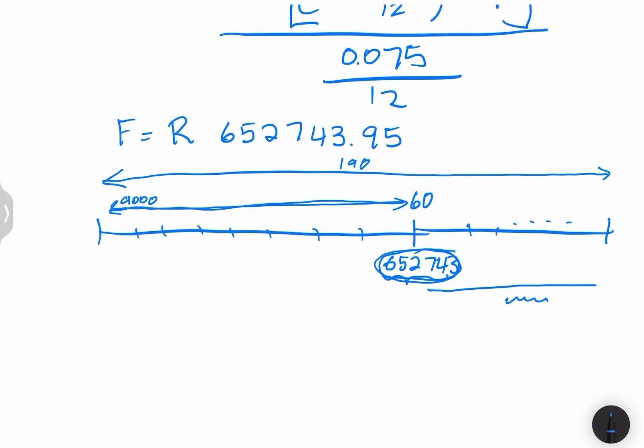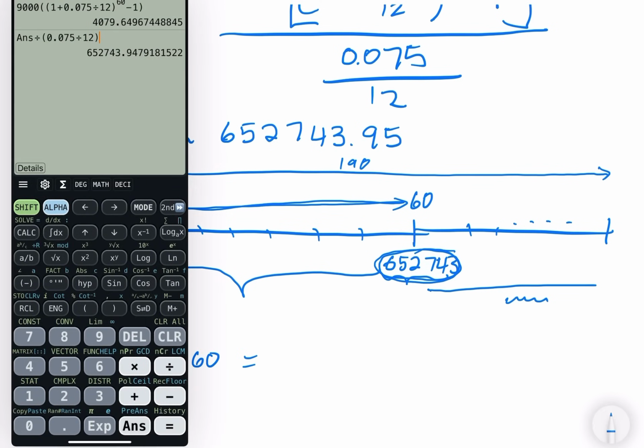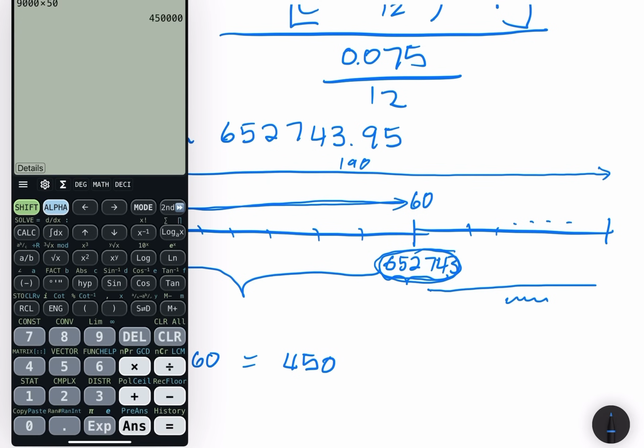So let's start with this period over here, right? And say, all right, so we've got a deposit. We deposited 9,000 rands over a period of 60 months. So let's find that out. So that's 9,000 multiplied by 50. So your deposits amounted to a total of 450,000 rands, okay?